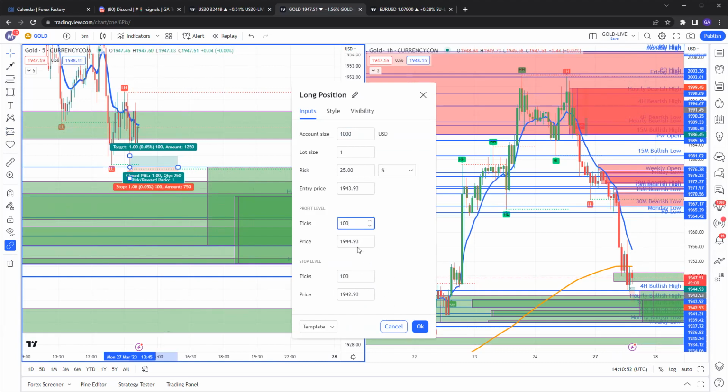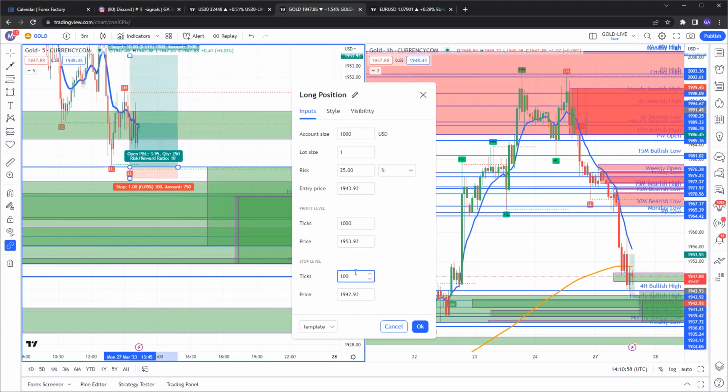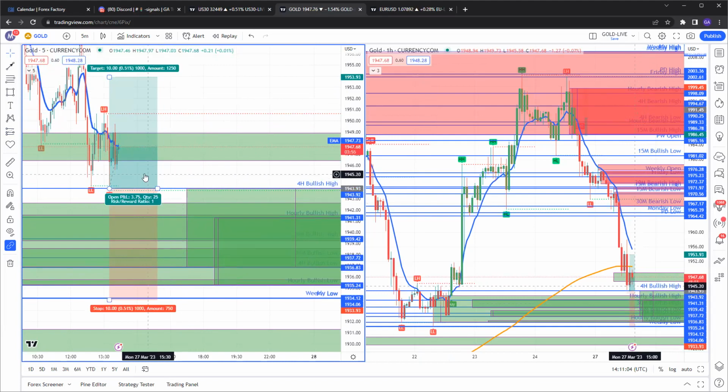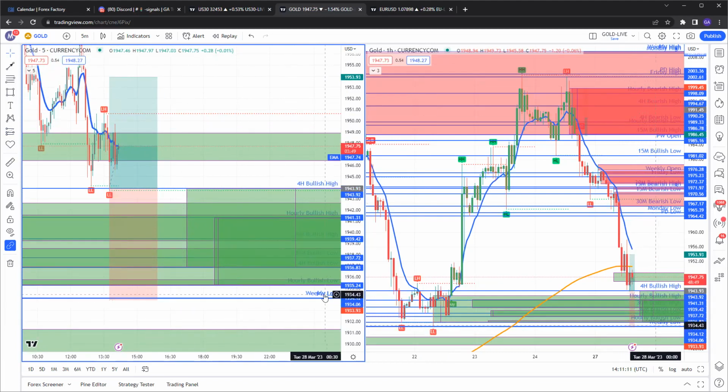100 pip stop loss. Wait, is gold different? Unless they change this, give me 1 second. That's interesting. Okay. So 100 pips take profit, 100 pips stop loss, and you can see the stop loss is ideally behind the previous weekly low.